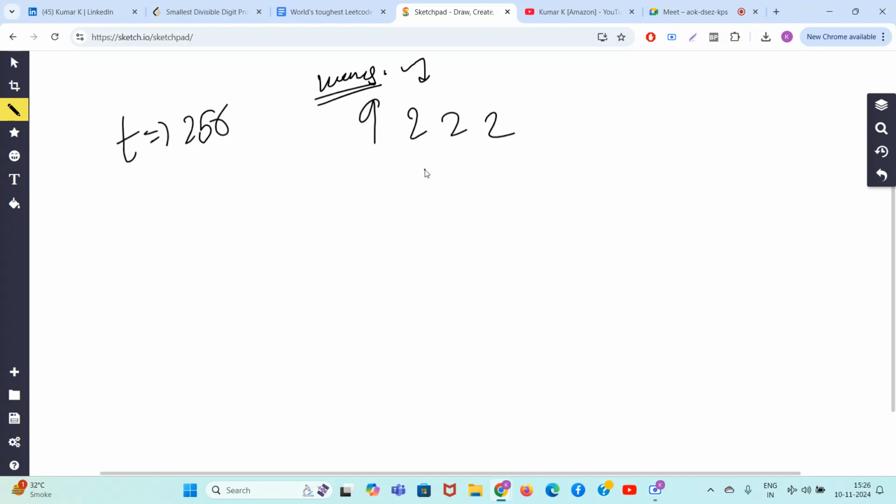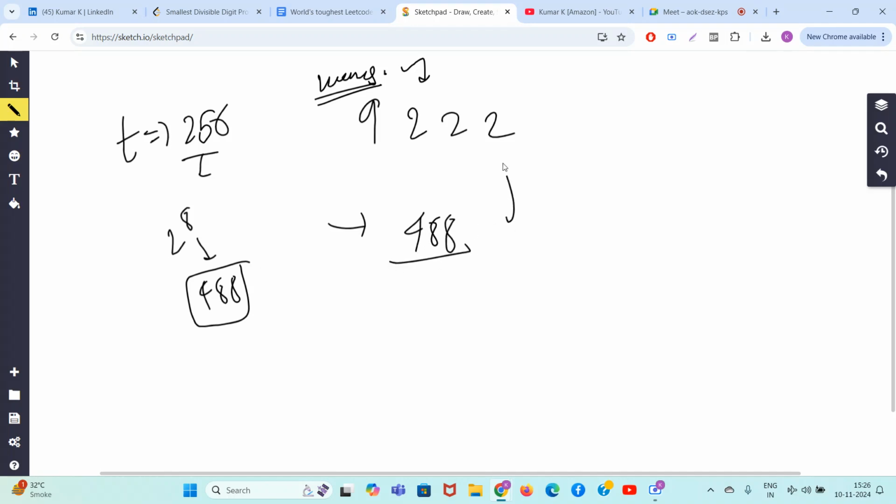So what can you do here? This is 2 raised to 8. The smallest representation is 488. So first I will try to put 488. Is 488 greater than this? No. So this will not work. Directly putting 488 does not work.